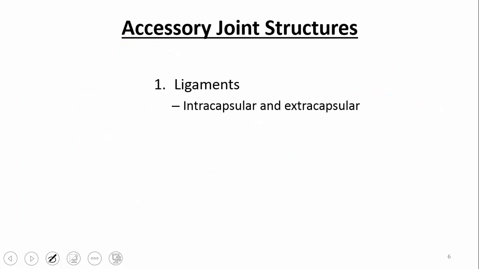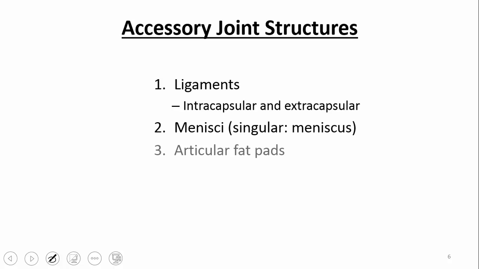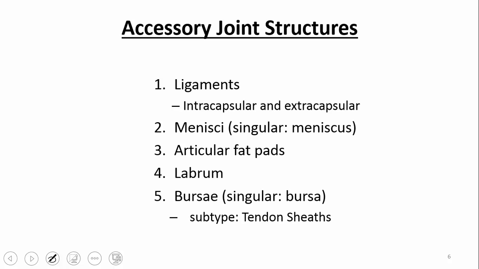Okay, let's talk about accessory joint structures as well. The first one we'll talk about is ligaments. We'll talk about something called a meniscus. We'll talk about articular fat pads, a labrum, and then finally something called a bursa, or a bursa sac. So let's go ahead and get started and talk about the first one here, these ligaments.